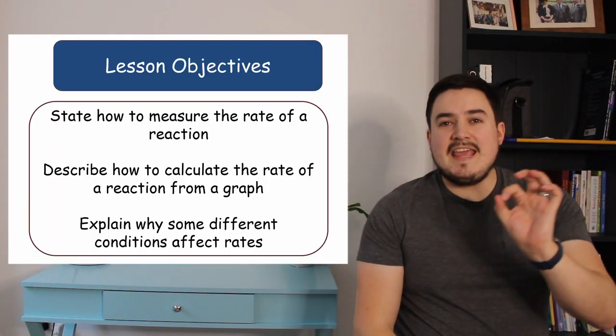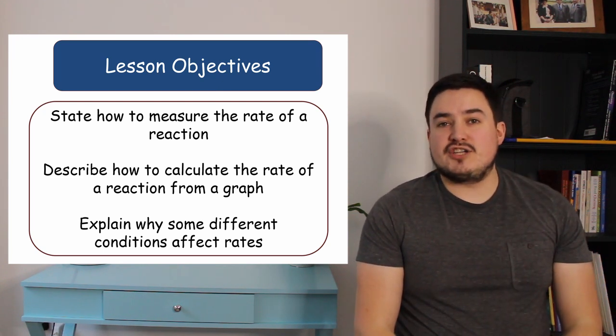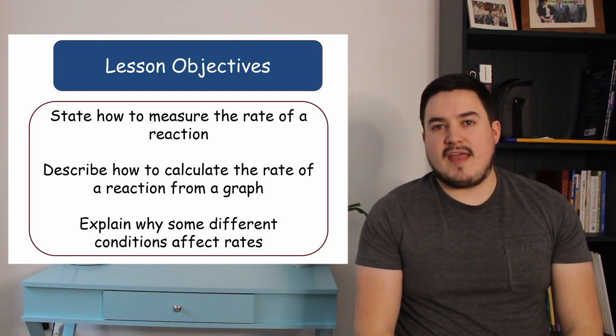Okay, I've placed the objectives for today's lesson here, and they are to state how we measure the rate of a reaction, to describe how to calculate the rate of a reaction from a graph, and then explain why some different conditions can affect the rate of reaction as well.